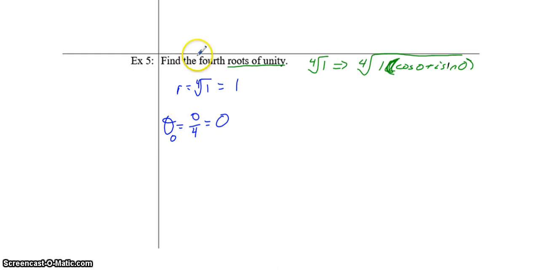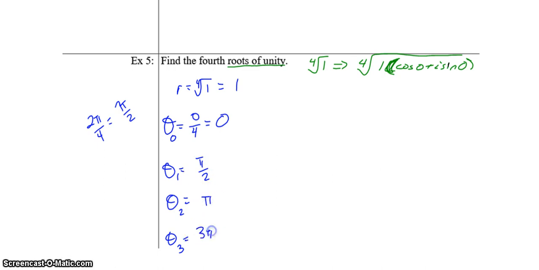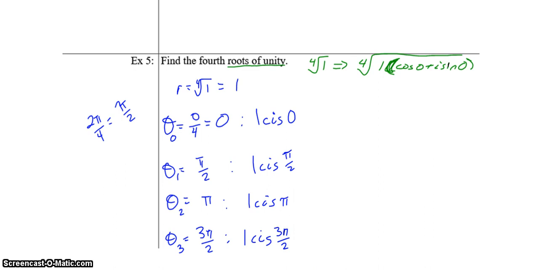Now, the spacing, fourth roots, 4 units. So we're adding pi over 2 to get the next 3 of them. So 0 plus pi over 2, pi over 2 plus pi over 2, pi plus pi over 2, and then the number. Short form, so 1 times cis of 0, 1 cis of pi over 2, 1 cis of pi, 1 cis of 3 pi over 2.